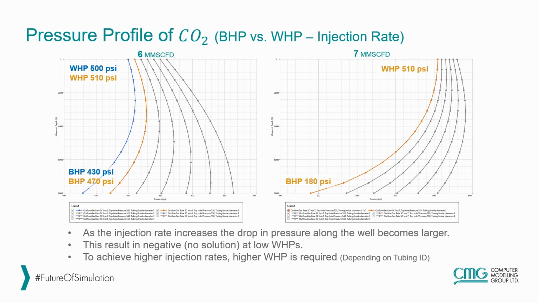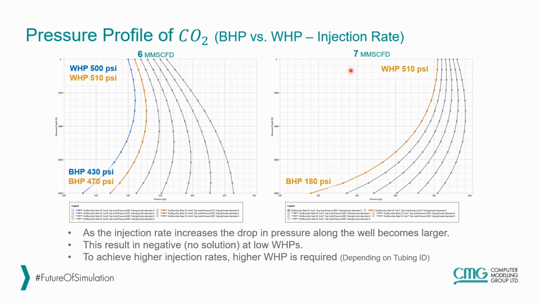Now let's look at the effect of injection rate on this behavior. Here on this plot, we are injecting at the rate of 6 million cubic feet per day. And let's just pick two of the injection pressures, 500 psi and 510 psi. For both injection pressures, we see that the bottom hole pressure is less than the wellhead pressure.